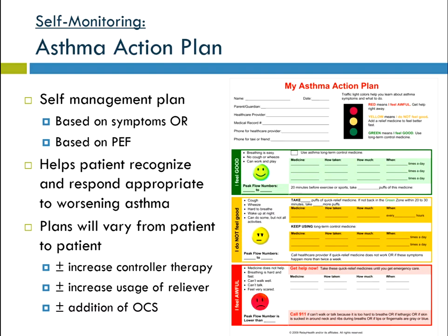So this is, what do I do when I can't breathe? What do I do when I'm short of breath? How much more of my medication do I take and when do I stop? That is essentially what an asthma action plan is supposed to do. Okay? The plans are going to vary from patient to patient. So no plan is ever the same. Sometimes we'll increase controller therapy, sometimes we'll increase reliever therapy, sometimes we will add on an oral corticosteroid. And the patient is different, so we come up with this plan with the patient, not for the patient.